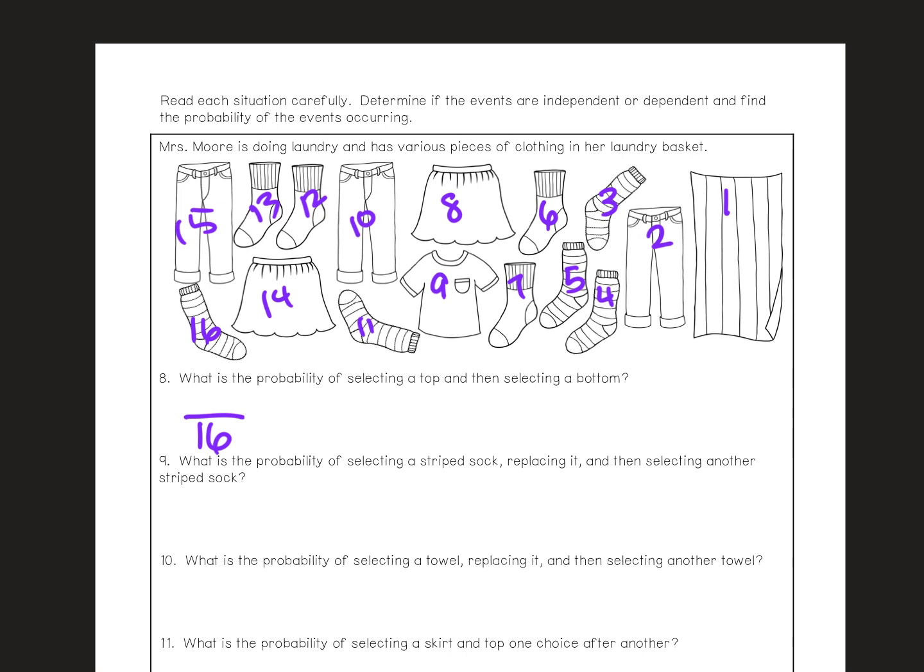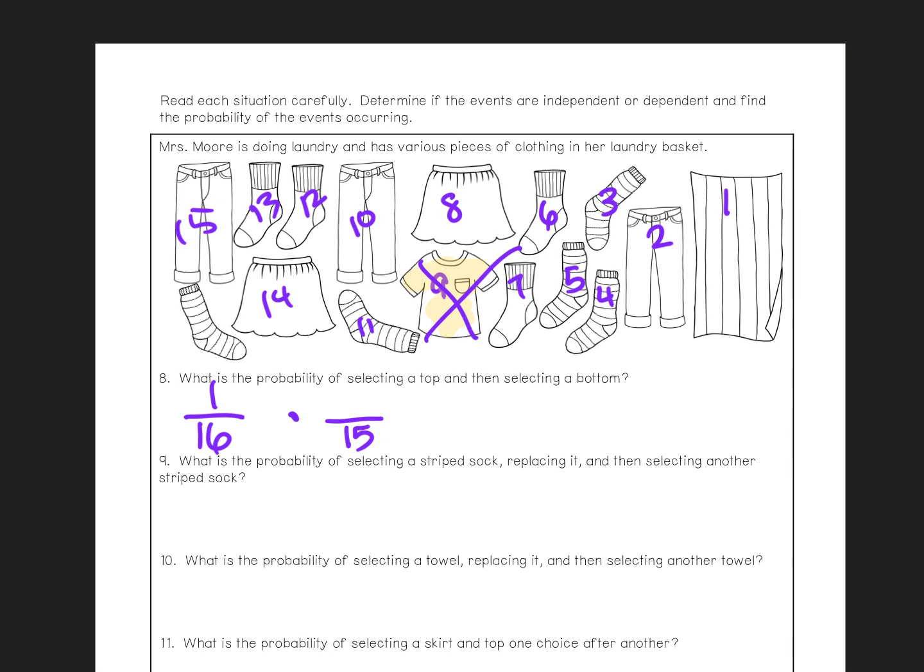She selects a top and then a bottom. What's that probability? Well, to start with, there's 16 items. And how many of those are shirts? There's just one shirt. So 1 out of 16, but guess what? One less item now. So I had 16, I took one out, now there's only 15. I'm just going to erase the 16 so that we can continue on. Now there's a population of 15 possible outcomes. The sample space is smaller.